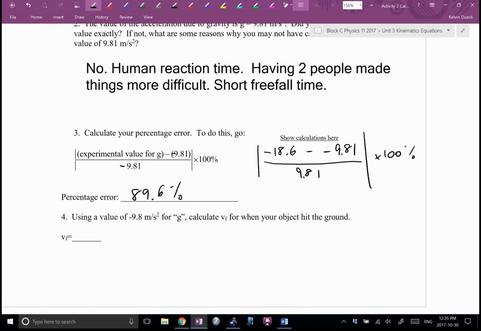Then, number 4 says, using a value of negative 9.8 for G, find V final. Okay. What was V initial? 0. A was negative 9.8. D was negative 4.5. I'm looking for an equation that has a V final, a V initial, an A, and a D in it. There is one.